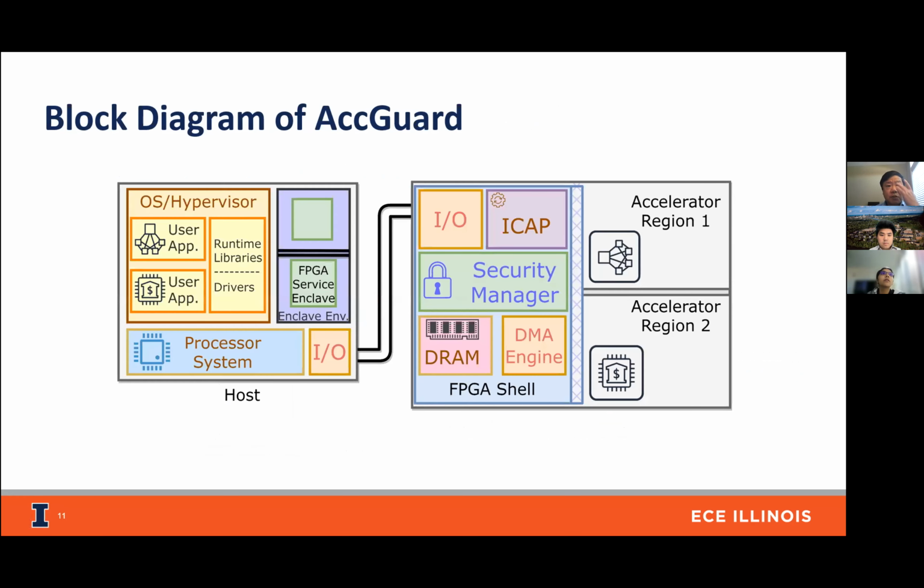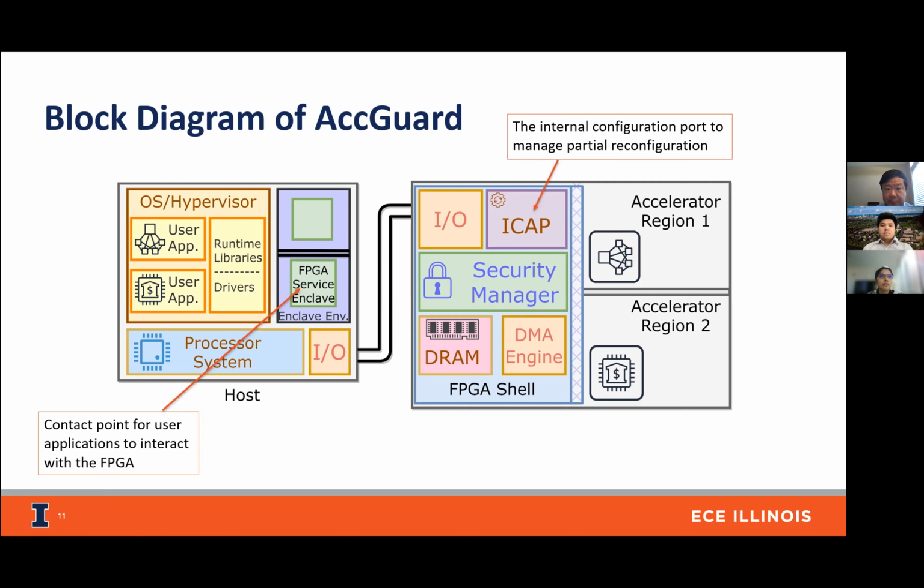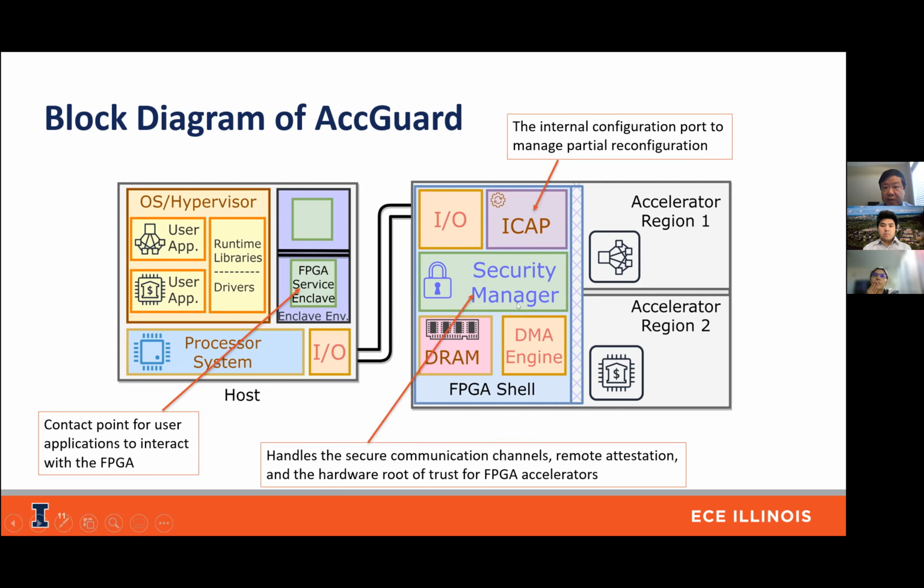Here is a more detailed block diagram of ACGuard. Let me introduce some more details. On the host side, we create an FPGA service enclave, called FSE. This is the contact point for user applications to interact with the FPGA. On the right side, we created this security manager on top of the FPGA shell. You can treat the FPGA shell as an operating system for the FPGA. It's a bridge to communicate between the host and the FPGA. The FPGA shell is built on top of the static region.